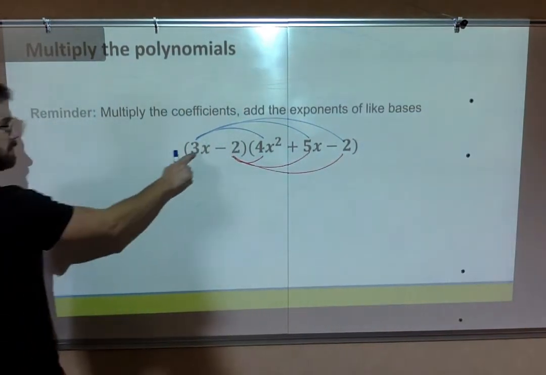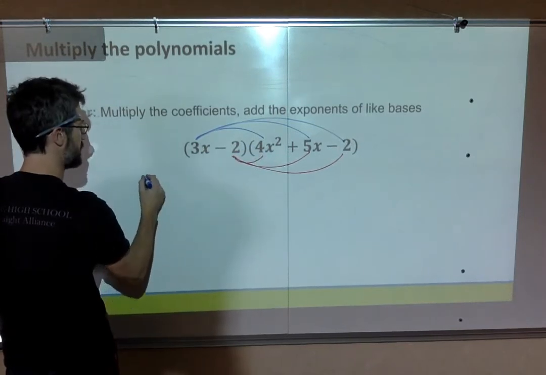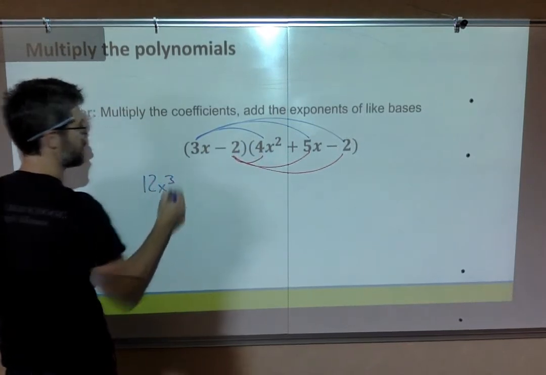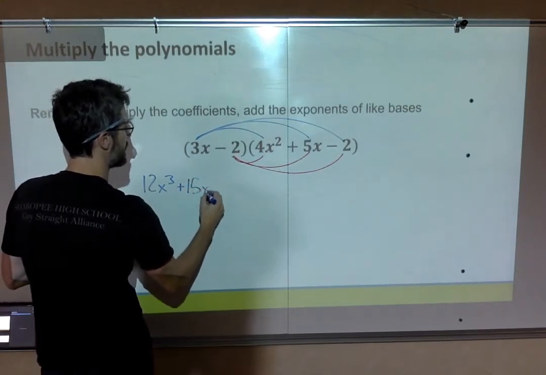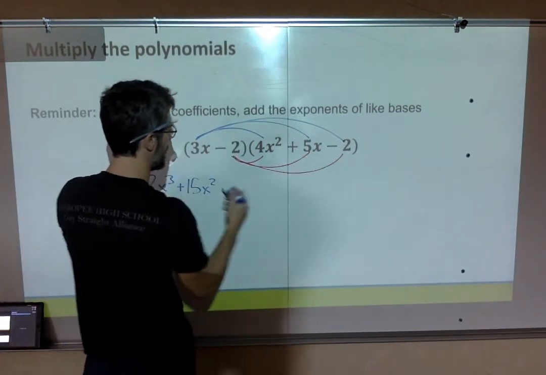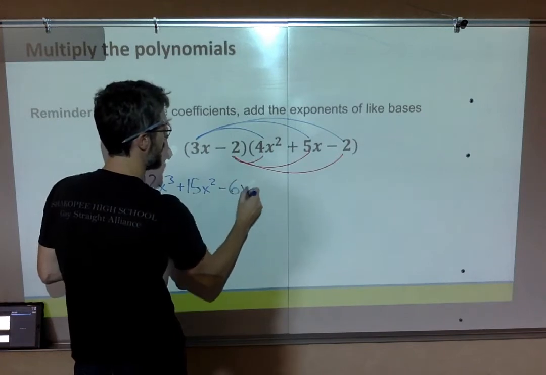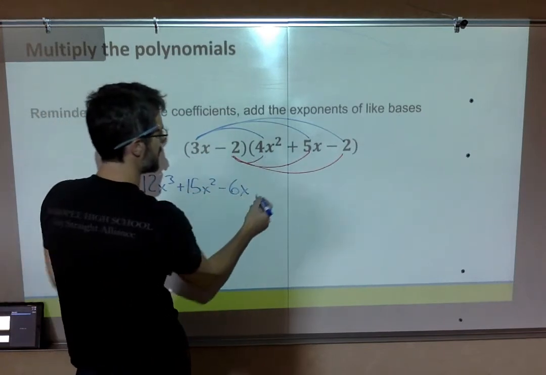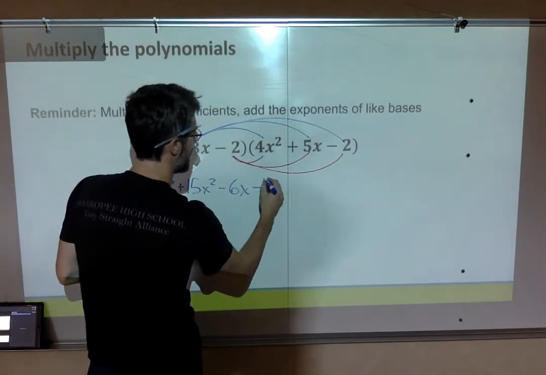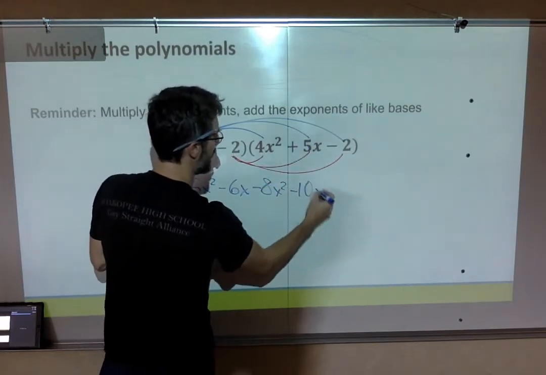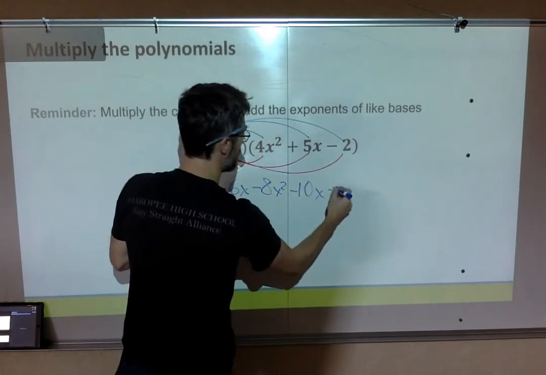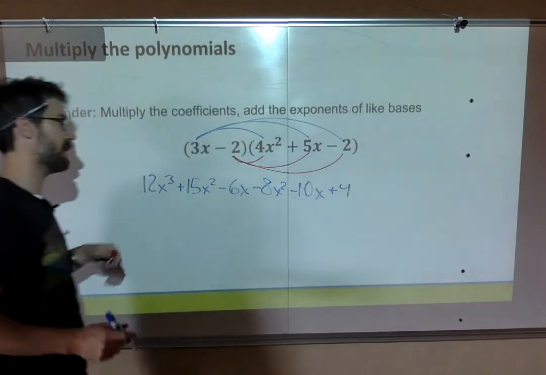All right, 3x times 4x squared, 12x cubed. 3x times 5x, 15x squared. 3x times negative 2, minus 6x. Negative 2 times 4x squared, minus 8x squared. Negative 2 times that one, negative 10x. Negative 2 times negative 2, plus 4. Be careful with your signs.